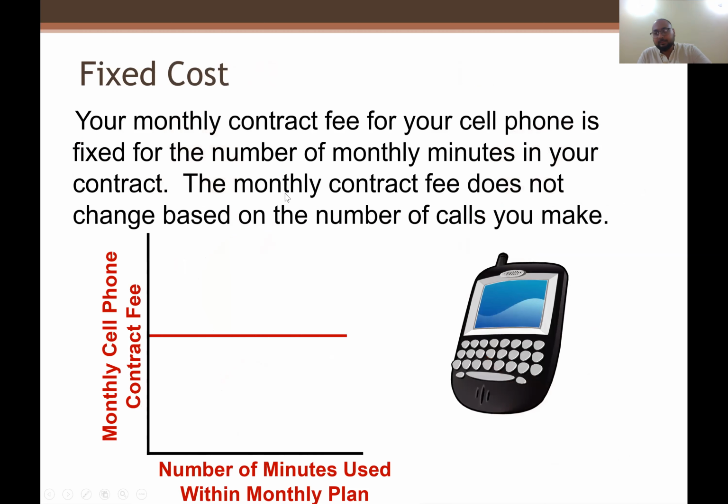So fixed cost is that cost which does not vary with the level of output. Whether you increase the output or decrease the output, it stays the same. So the behavior of fixed cost is that in total, whether you increase or decrease the quantity, the total fixed cost remains the same. For example, your monthly contract fee for your cell phone is fixed for the number of monthly minutes in your contract. The monthly contract fee doesn't change based on the number of calls you make.